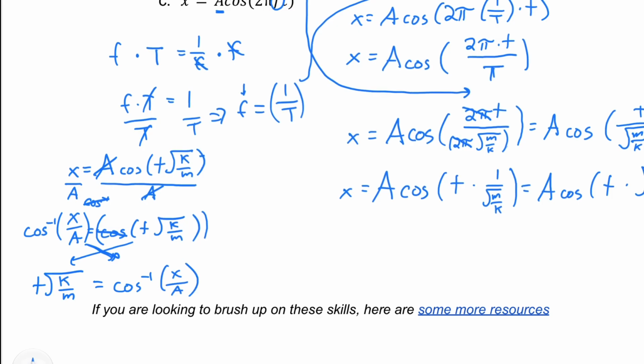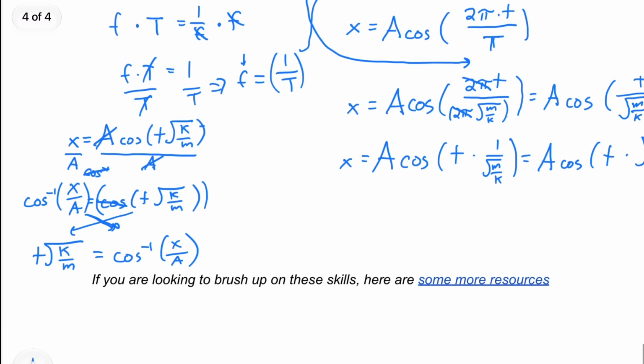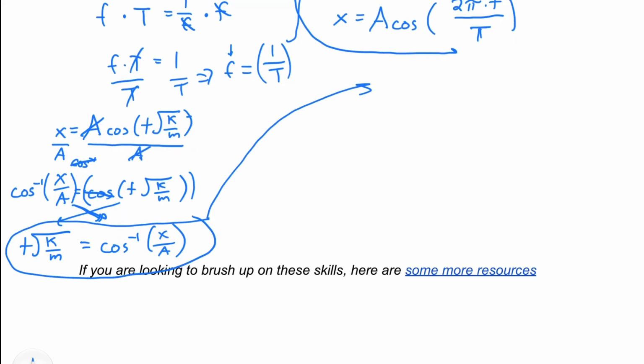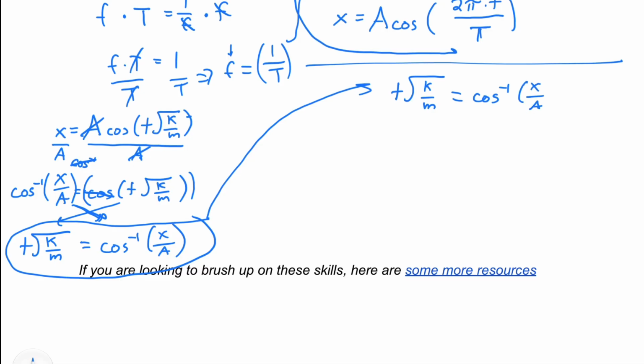All right, cool. Let's refresh a little bit and make a little more space. We're going to lasso this and replace it up over here. So we have t times the square root of k over m equals the inverse cosine of x over a.